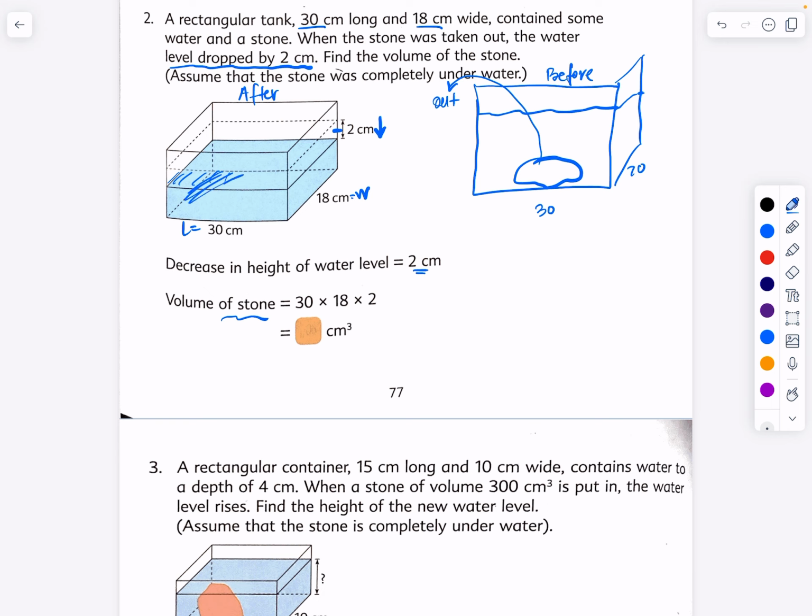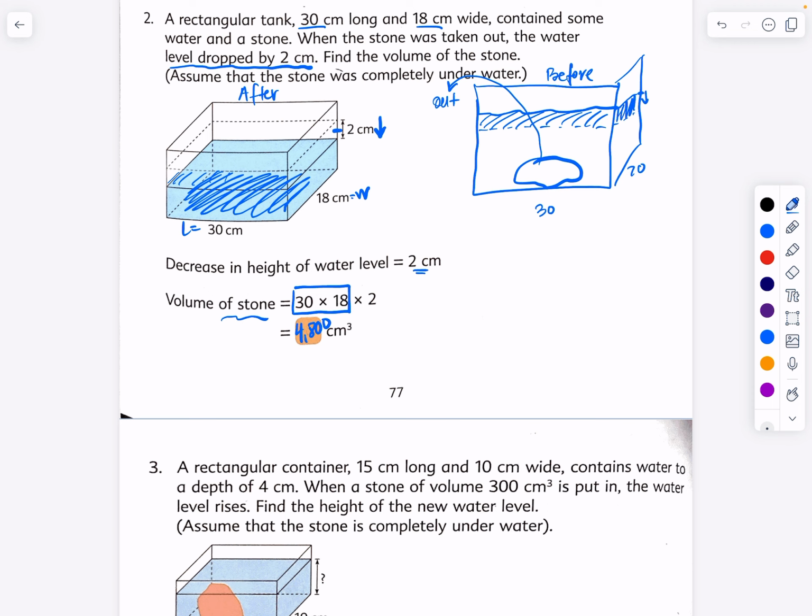Well, we know the bottom face is 30 by 18, right? So the area of the bottom face is 30 by 18, and the volume of water that was decreased as the result of the stone being taken out, right? The water was decreased. That's the new water level, 2 centimeters lower. So that means this volume, this difference attributed to the stone's volume, is, well, 30 times 2 is 60, 60 times 18 is 1,080.